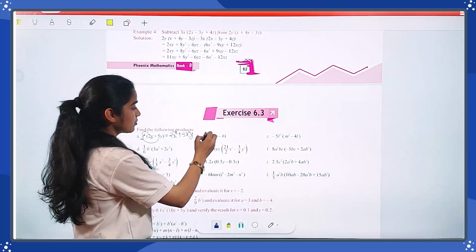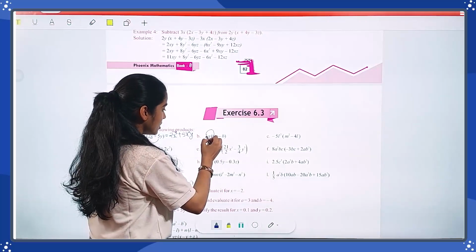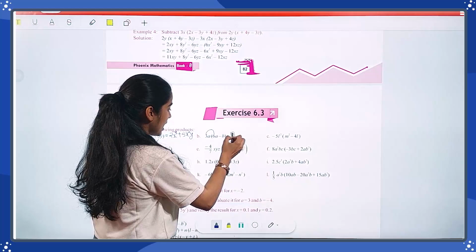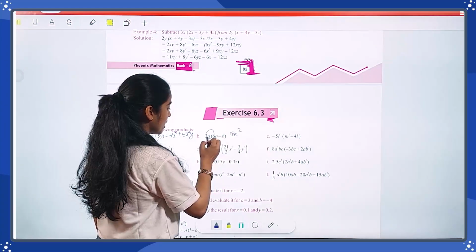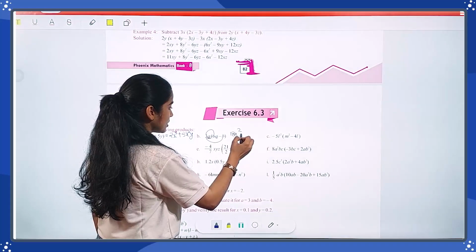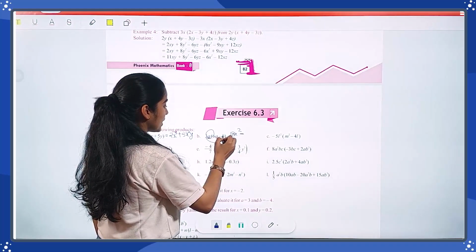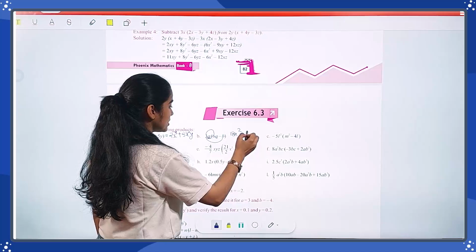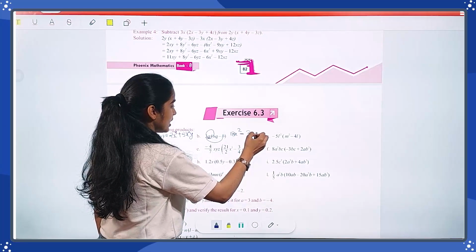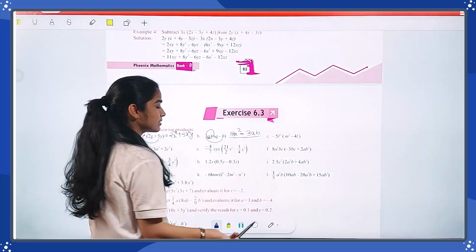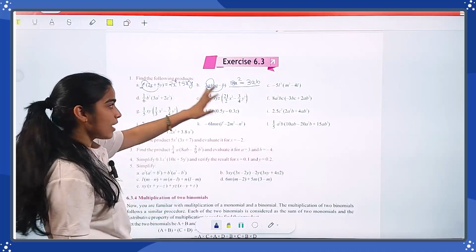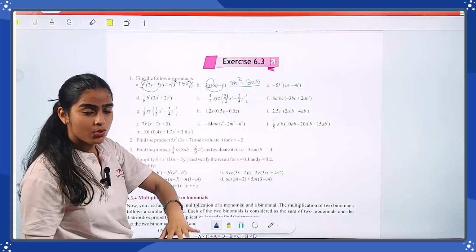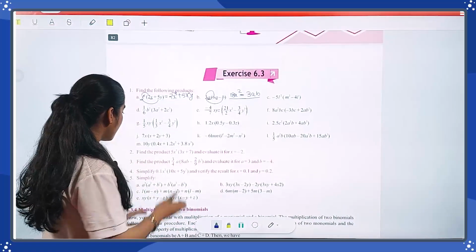Next we have 3 multiplied by 6a, 3 6s are 18, and a, 1 and 2, so a square. Now 3 multiplied by b, the same sign we have. 3a multiplied by b is 3ab. This is your final answer. So simple. Next, move forward, and again you have to solve the rest of the questions on your own, the same method you have to apply.